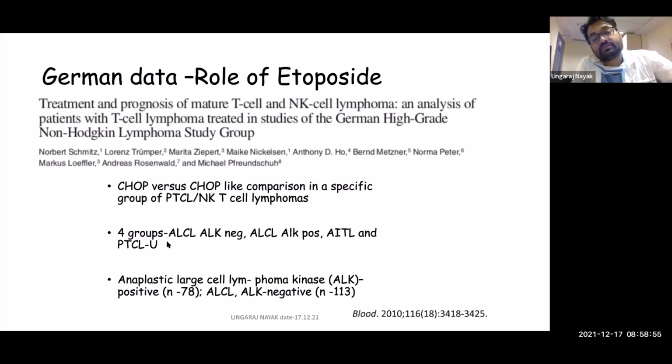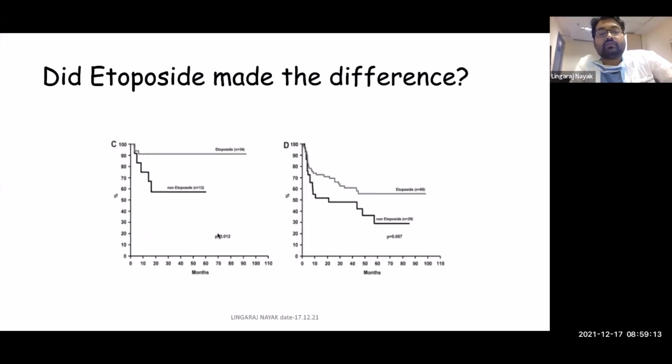And they have divided patients into 4 groups: ALK positive ALCL, ALK negative ALCL, AITL, and PTCL unclassified. So these were the types of patient classification available at that time when the study was done. And if you see the numbers, 78 patients are ALK positive and 113 are ALK negative. Now, this Kaplan-Meier curve is for the ALK positive group, and when they compared those who received etoposide versus no etoposide, there are 34 and 21 patients only, and you can see the difference. It's a huge difference in terms of event-free survival.